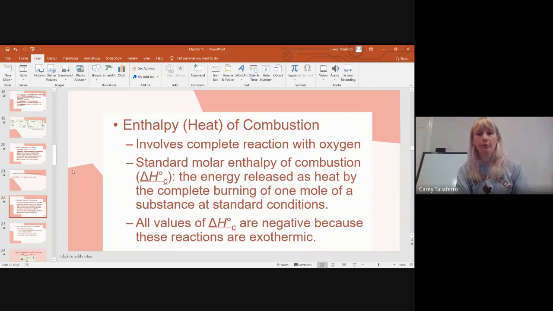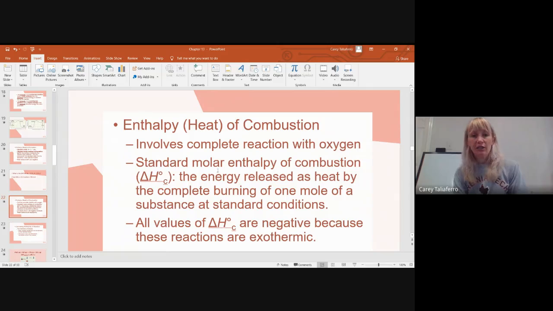Formation. Sometimes we're going to look at combustion, but it's the same thing. The idea is the same. It's when any reaction involving oxygen, remember, go way back to first semester, is a combustion reaction. Okay, but the idea is the same.